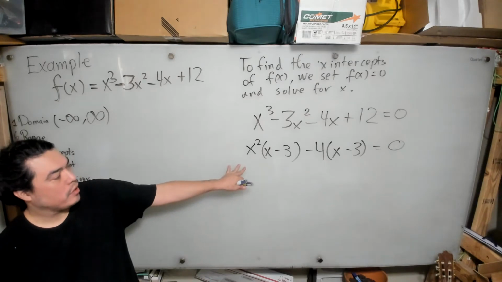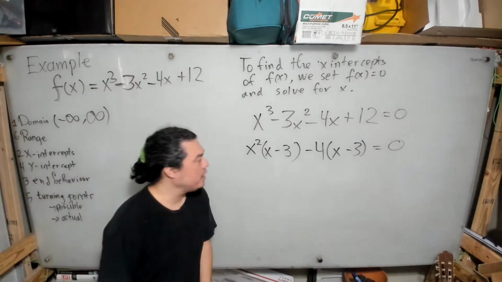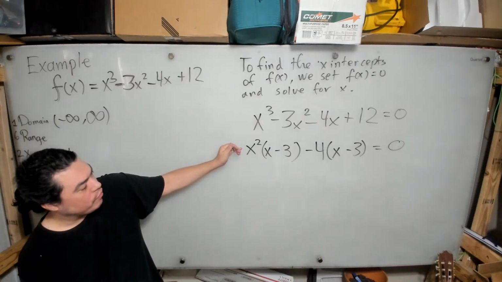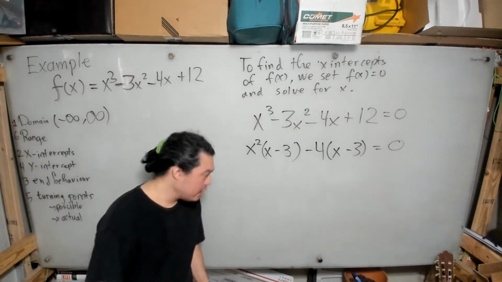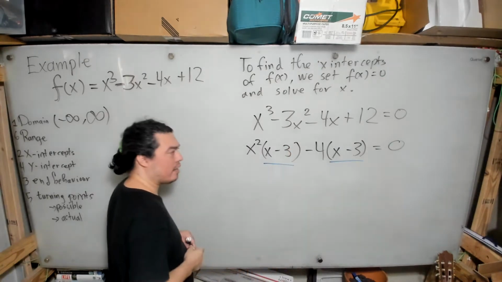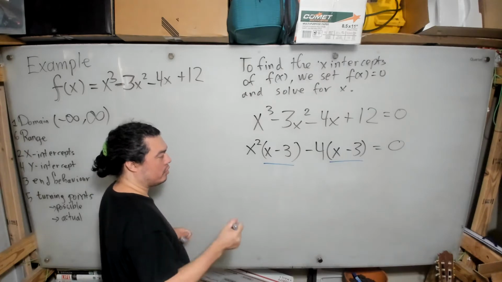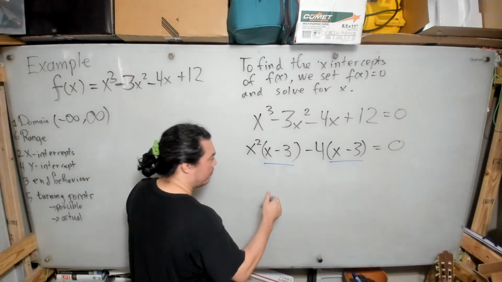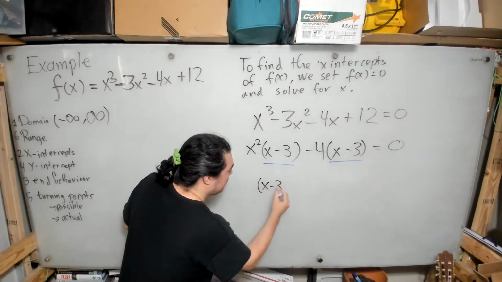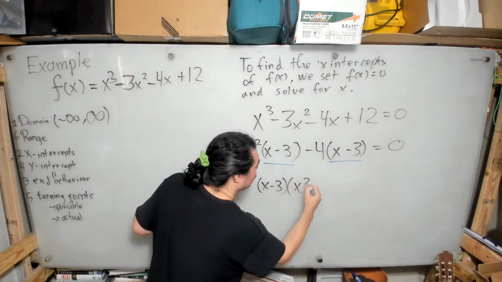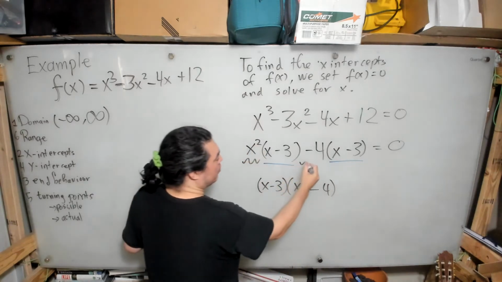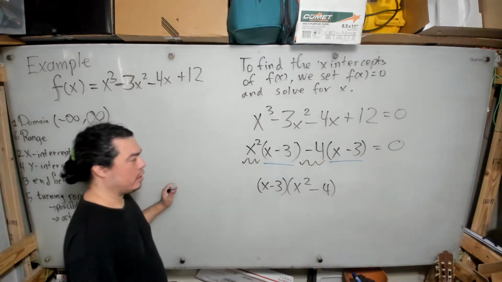Here we have seen that this polynomial can be factored by grouping into this form. Now, since I have this term common to both of these terms, I can factor it out this way. So I have x minus 3 times x squared minus 4, right? Notice how the x squared minus 4 comes from there. And that equals 0.